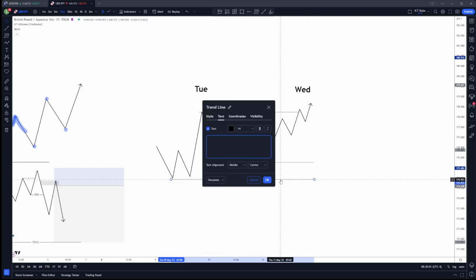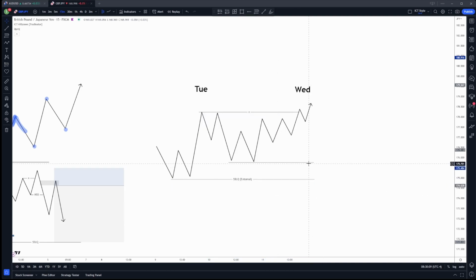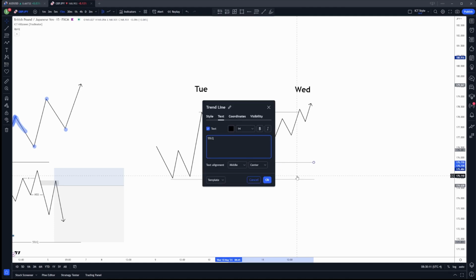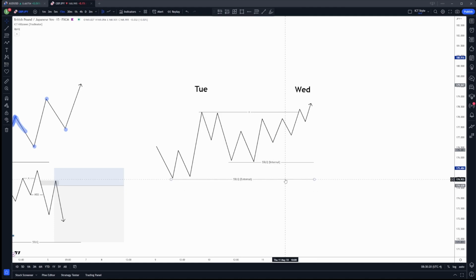So as we can see, we have sell side liquidity, which is going to be a bit more external for us to actually target with a trade, or we can actually go for the sell side liquidity that's a little bit more internal. And these are two very viable targets. So now we actually go look for an entry model.